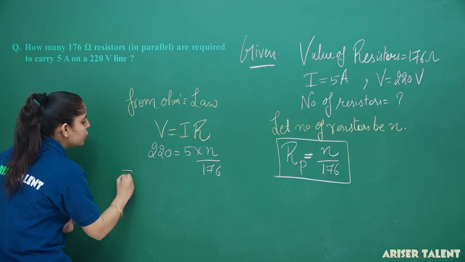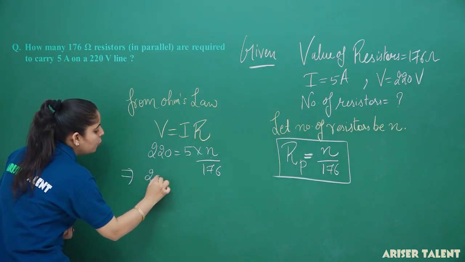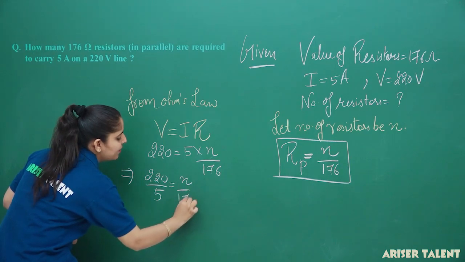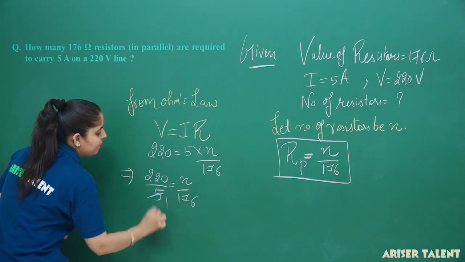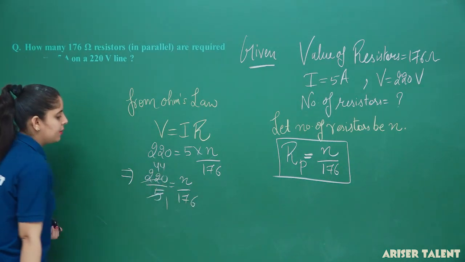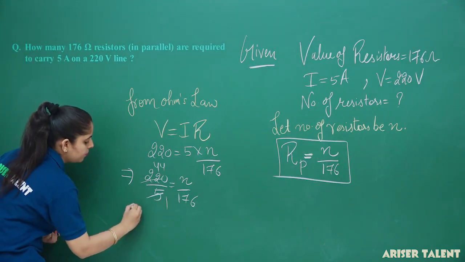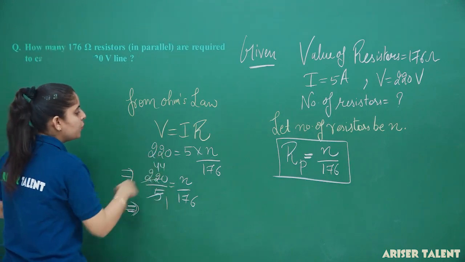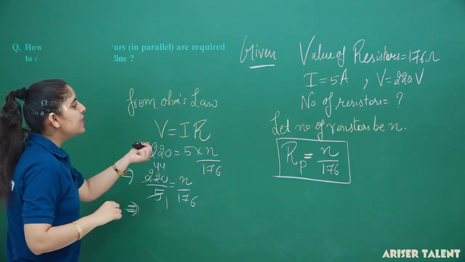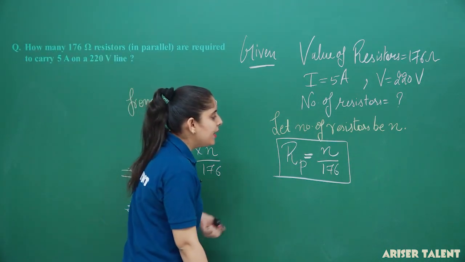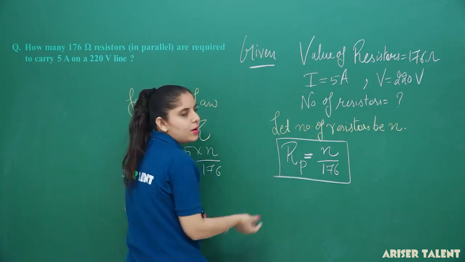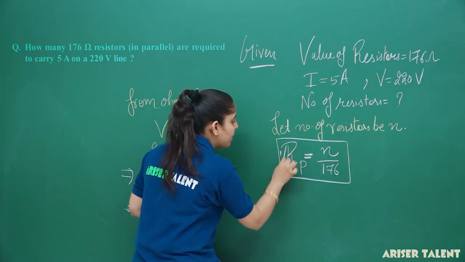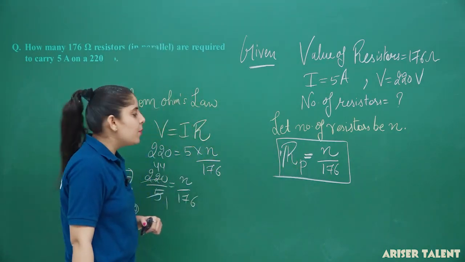Now, I can solve it like this. 220 upon 5 is equal to 176 upon n. 5 ones are 5 and it is 44 here. Now, it is 220 upon 5. So, this is the value of Rp we are providing here. This is actually our Rp, because in the parallel combination what we are getting here is 1 upon Rp. It is the value of Rp.